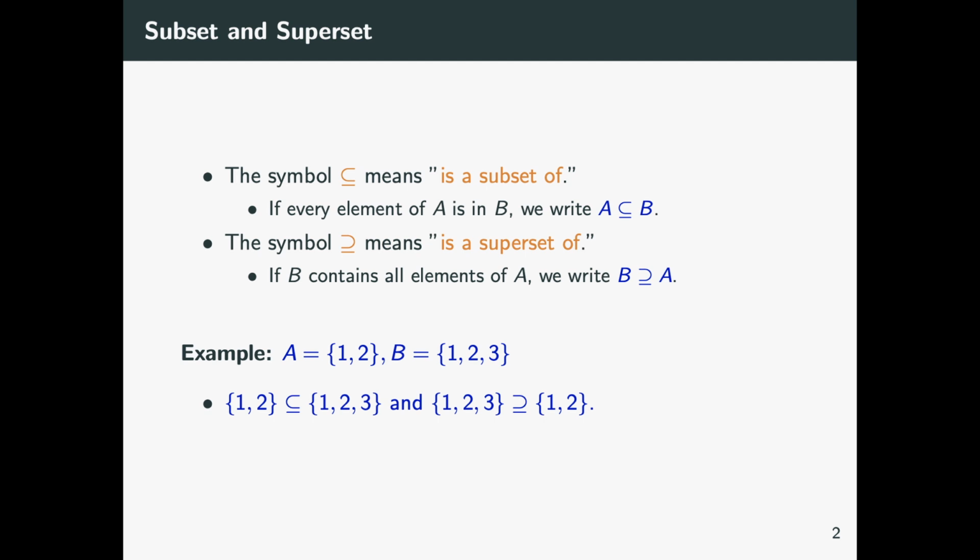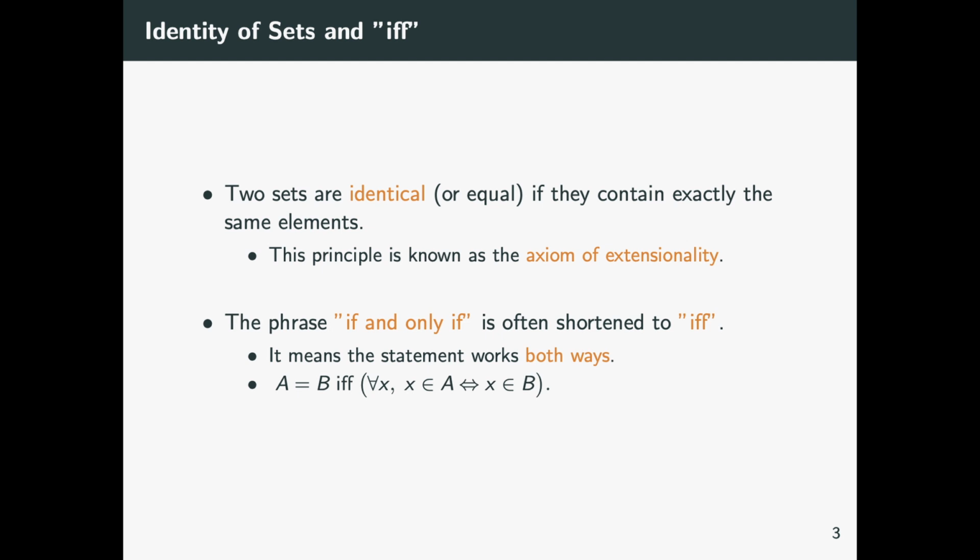Formally, if we label the smaller set A and the larger set B, we can write A is a subset of B. The reverse is a superset, denoted by the symbol that looks like a mirrored version of the symbol for "is a subset of." This symbol is spoken as "is a superset of." Continuing our example, since B contains all the elements of A and possibly more, we say that B is a superset of A.